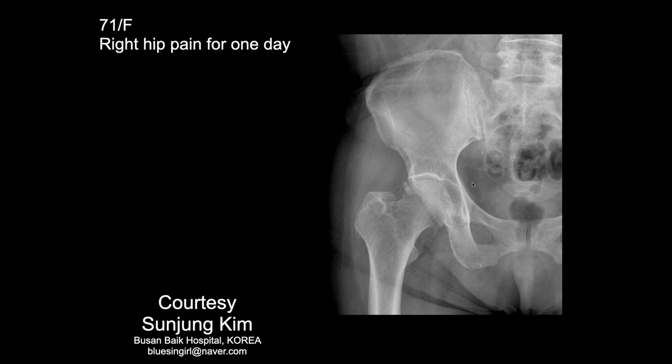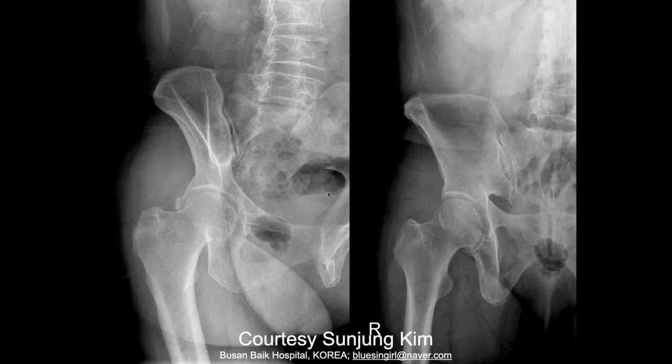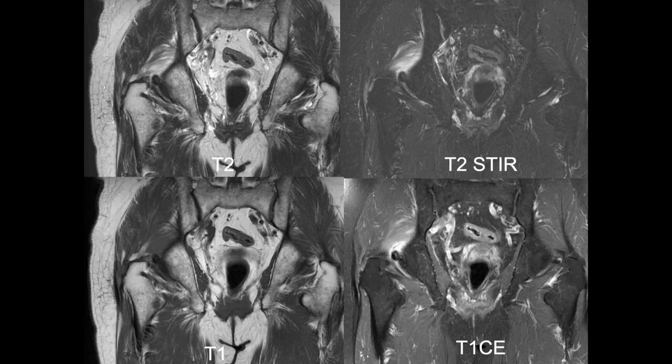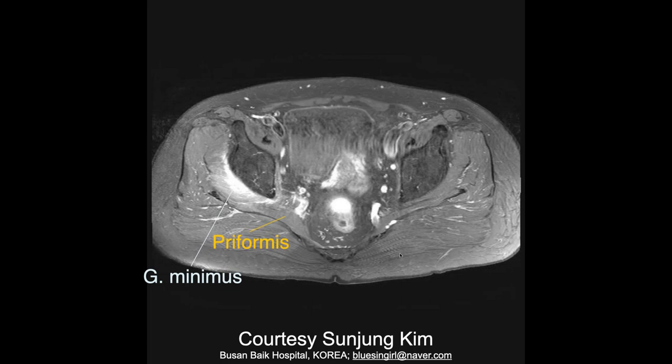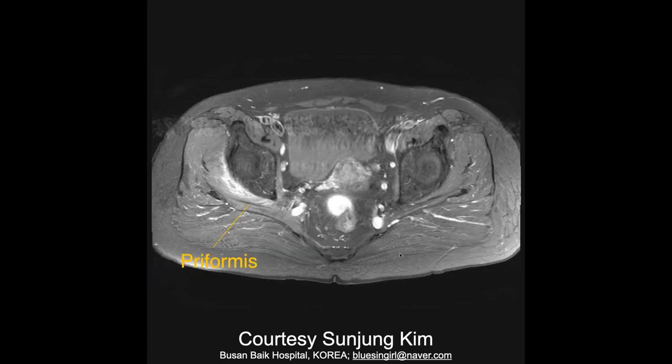Year old female, right hip pain for 1 day. I see some calcification near the right there. Yeah, I'd be worried about some calcific tendinitis. The rectus femoris? No, it's definitely more inferior. Yeah, it looks like it's gluteus. Gluteus minimus. Inflammation there, so I'd be worried about some calcific tendinitis.